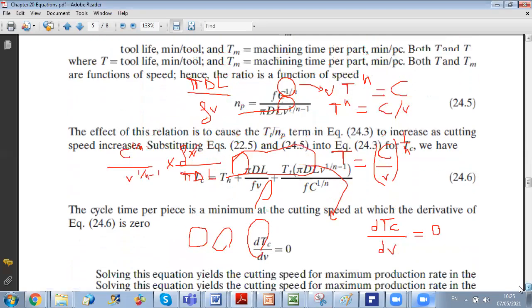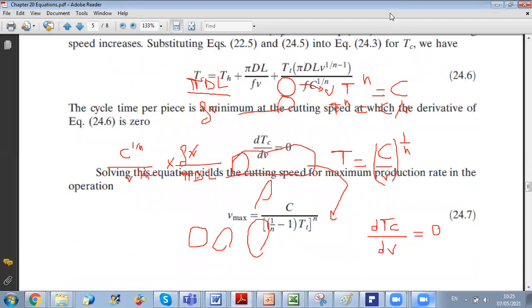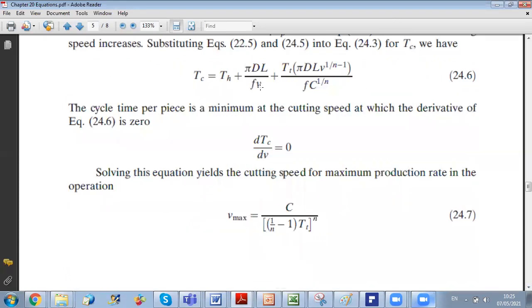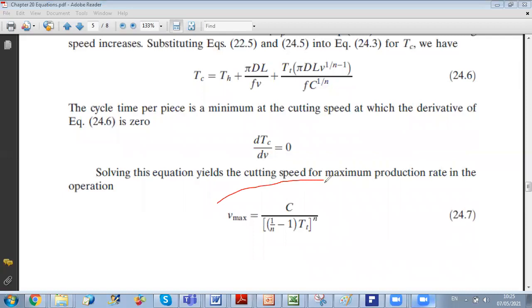So now when you derive this equation, you will get the velocity which will maximize the production. When you set dT by dV equal to 0, you will get the expression of the velocity for maximum production. As you can see, it will be a function of the Taylor constant, of the tool change time, and of the parameter n in the Taylor equation.